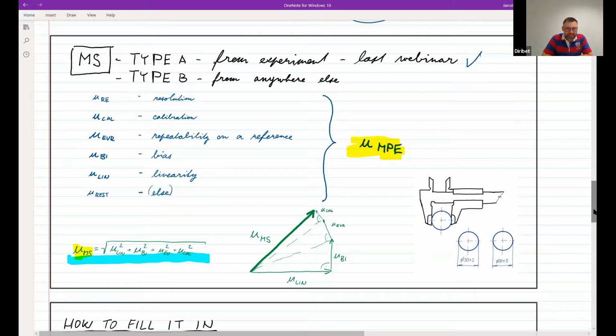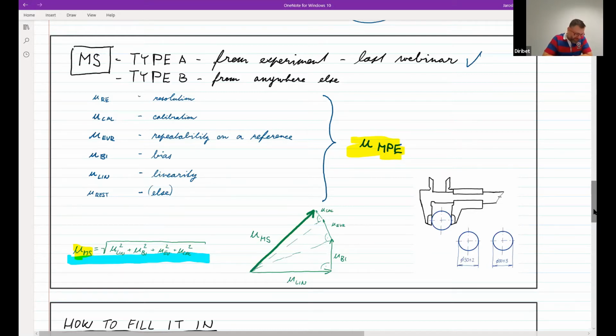The only thing we care about where we deviate from this rule is if there are two or more uncertainties correlated. And we'll speak about that in the measuring process uncertainties. In the measuring system, we'll just assume they are not correlated unless we have very good reasons to think so. So what does this square root of a sum of squares actually mean?